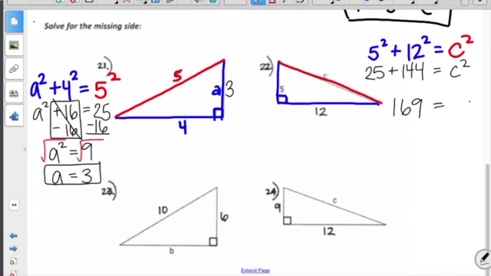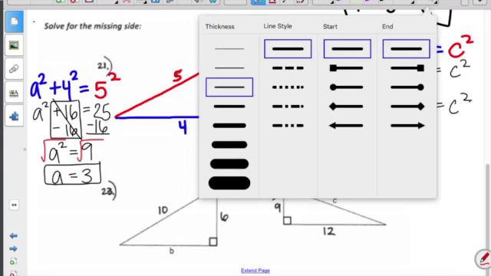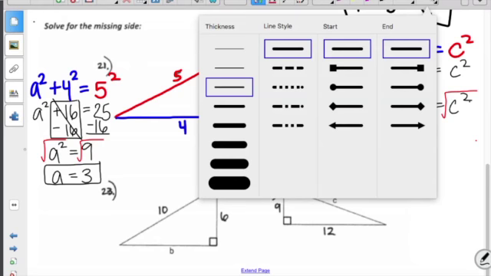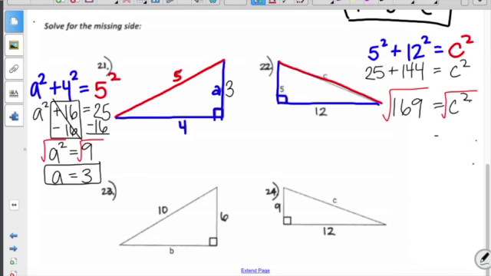And just like before, our last step is always to take the square root of both sides to cancel out our exponent of 2. So over here, we have canceled out our exponent of 2. So we have c. And on the left-hand side, we know that our answer, or c, is equal to the square root of 169, which is 13. So our answer is 13. C equals 13.